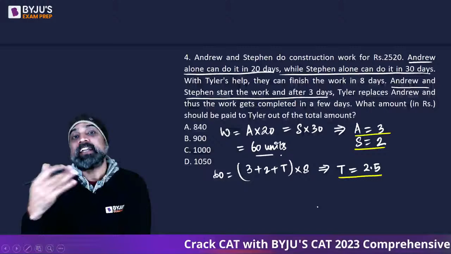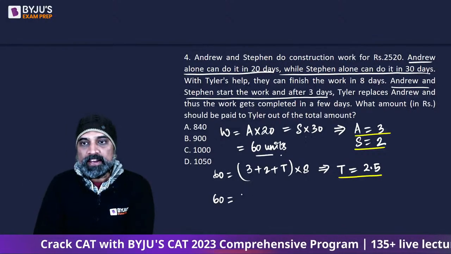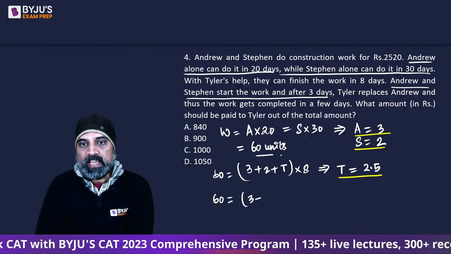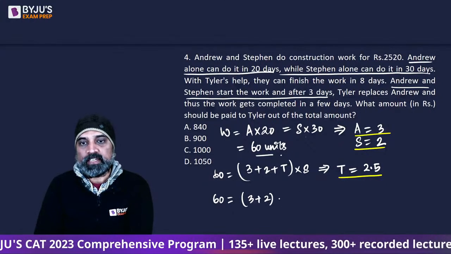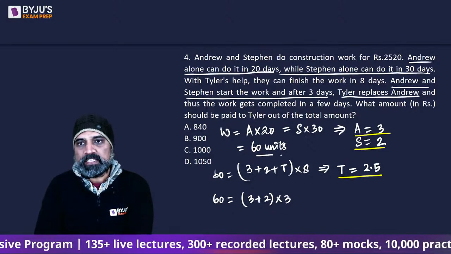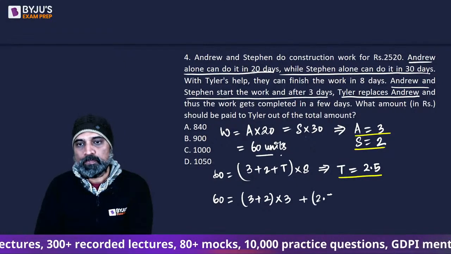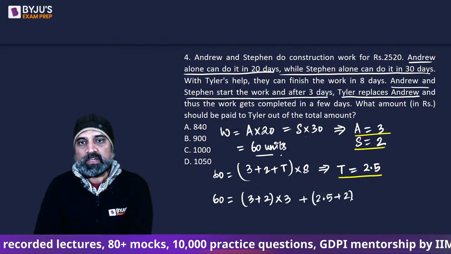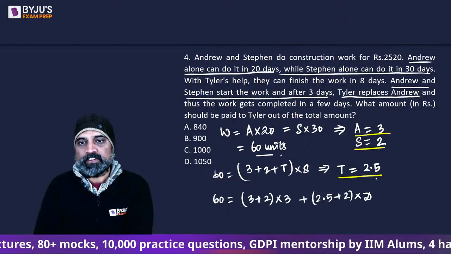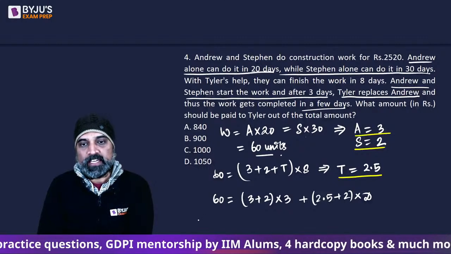Start the work, and after 3 days, the 60 units, Andrew and Stephen start the work and they work for 3 days, right? Then Tyler replaces Andrew. So instead of 3, we will now have 2.5 plus 2, and they finish the work in a few days, right? So from here we will get the value of D.